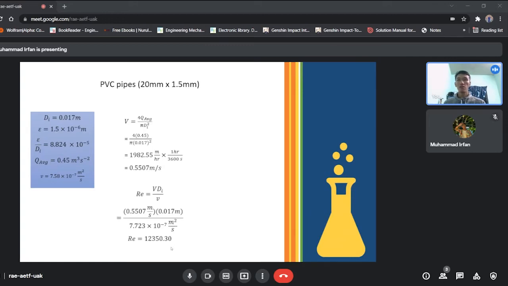Next is the calculation for PVC pipe, 20 mm times 1.5 mm. We get velocity equal to 0.5507, and the Reynolds number is 12,350.30.